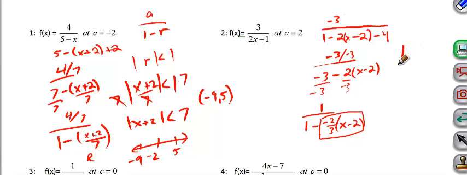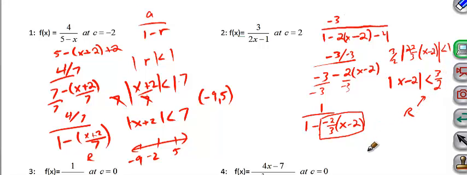So we want the absolute value. Remember, r could be negative. Oh, there we go. Negative 2/3 x minus 2, and I want this to be less than 1. Okay, well, the negative goes away because of the absolute value. And we multiply by the reciprocal, 3 over 2, to both sides, and we get the absolute value of x minus 2 being less than 3/2, which means the radius is 3/2.